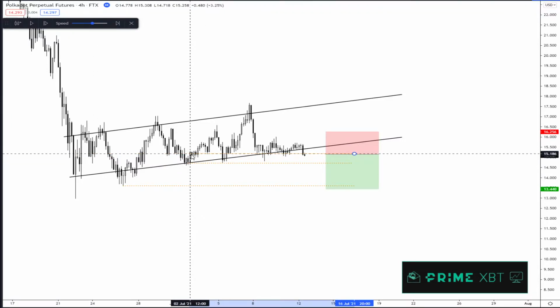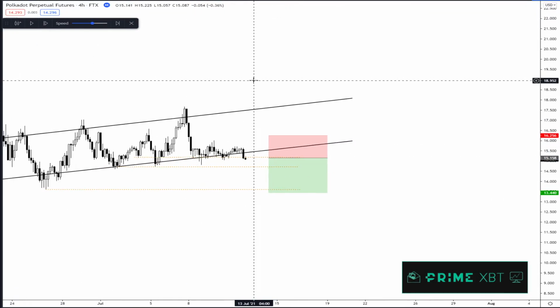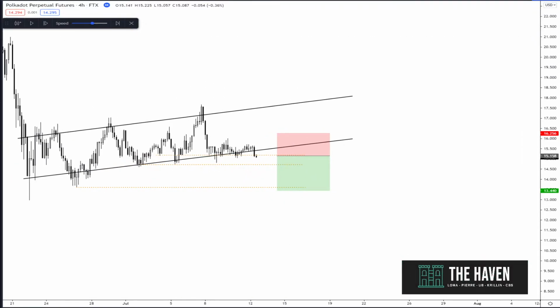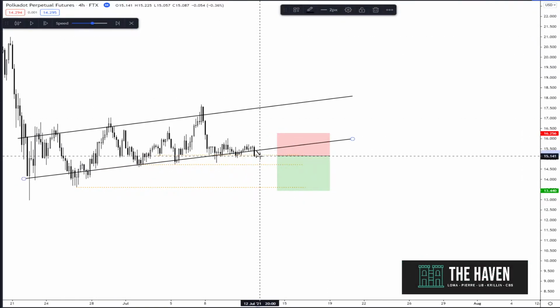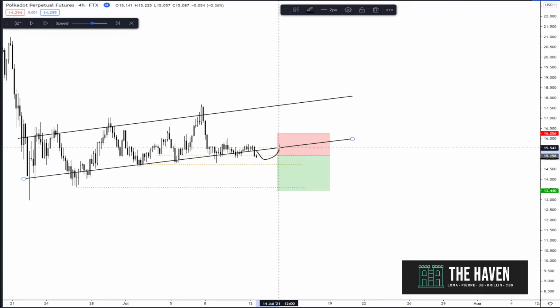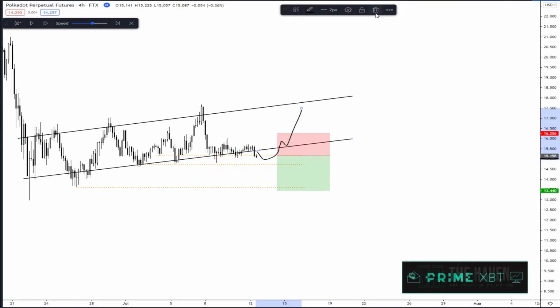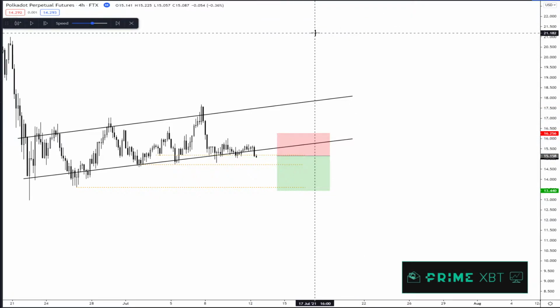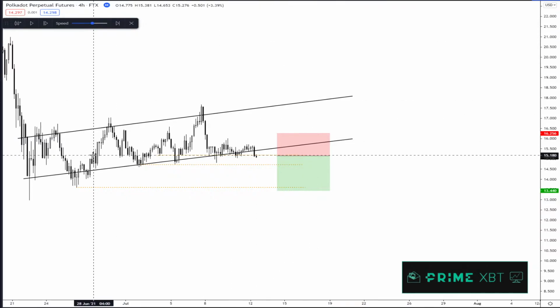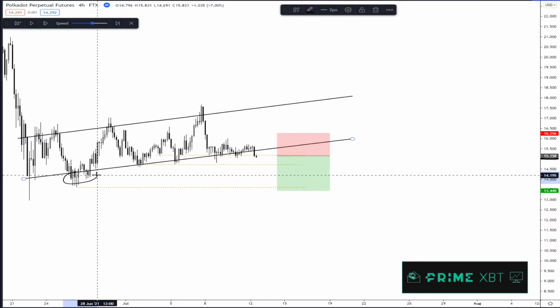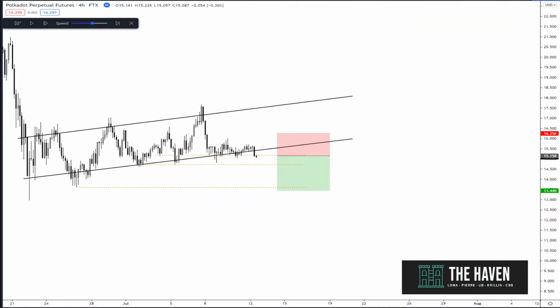Because sure, we could break below the diagonal, but immediate concern of mine is that this could just be a deviation below the diagonal before reclaiming the diagonal and going back to the channel high. So we really have to be careful with that when we are trading diagonals, because price very often loves to deviate above or below. You could see here as well. So price really loves to do that.